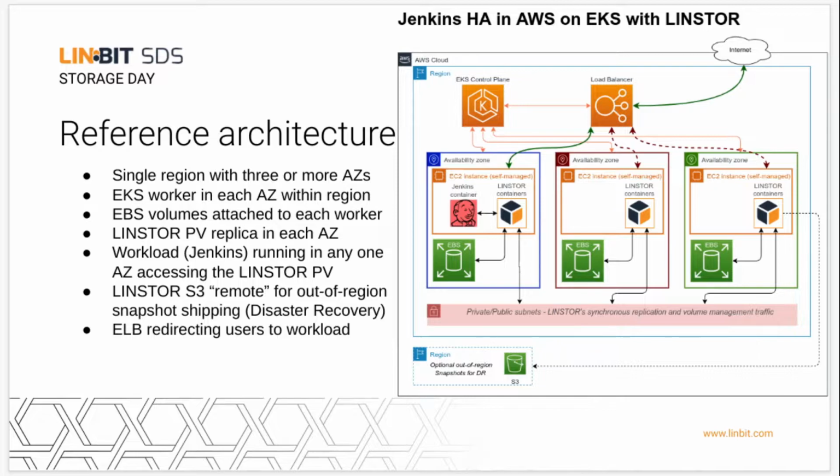That's what LINSTOR is going to use for its storage pool. And then specific to the Jenkins deployment, we would deploy Jenkins running in any of the AZs accessing the LINSTOR persistent volume. And optionally, you can have a LINSTOR S3 remote configured for out-of-region snapshot shipping to use in your disaster recovery plans or strategies. And then, of course, an elastic load balancer redirecting users to the active AZ and the workload.